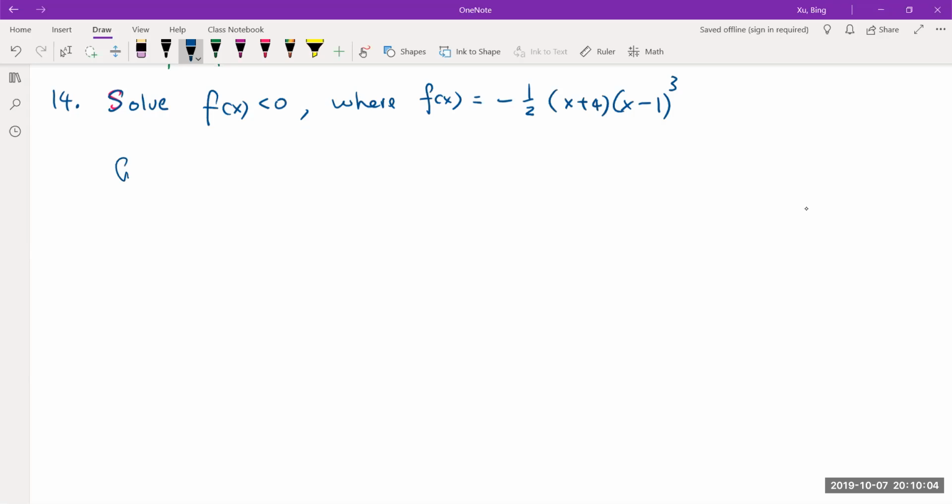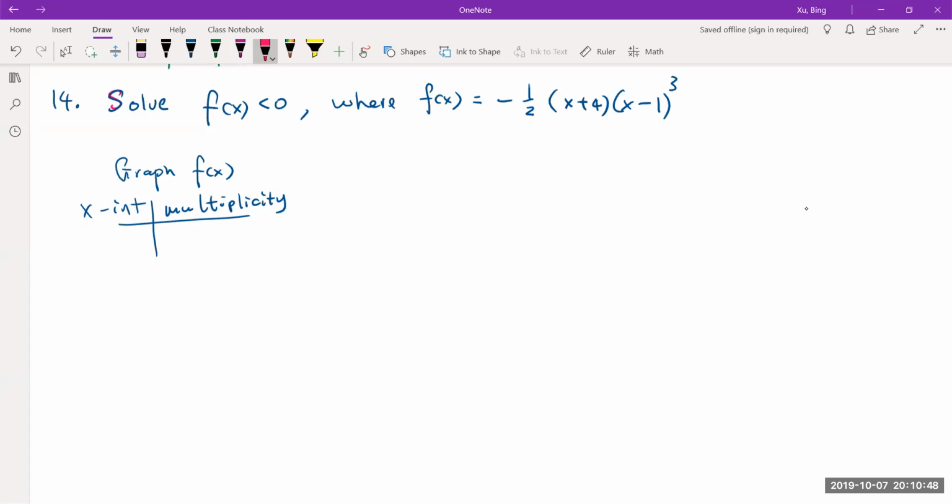First, graph f of x. All right, how do we graph f of x? We want to find the x-intercepts, right? What are the x-intercepts? And I also want to know the multiplicity. That helps me graph. Multiplicity. Okay, so what are the x-intercepts here? What makes f of x equal to 0?